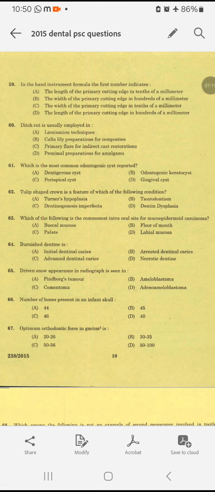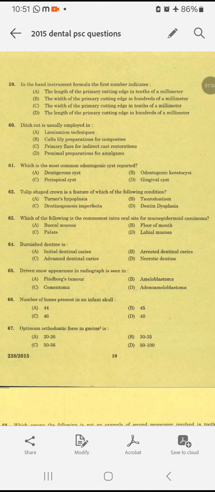Okay. 64. Burnished dentine is initial dental caries or arrested dentinal caries or advanced dentinal caries or necrotic dentine. Burnished dentine is actually what? Arrested dentinal caries. Option B. Burnished dentine is arrested dentinal caries. You will see it dark black in color. Now question number 65. Driven snow appearance in radiograph is seen in Pindborg tumor or ameloblastoma, cementoma or adenoameloblastoma. Driven snow appearance is seen in Pindborg tumor.